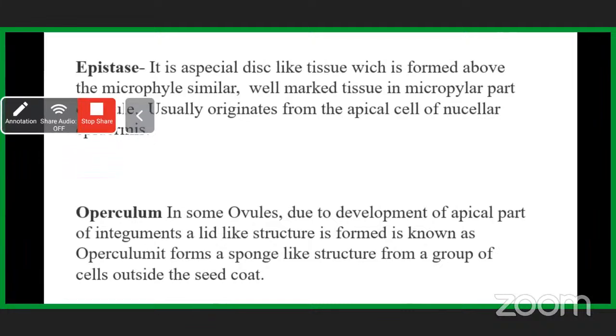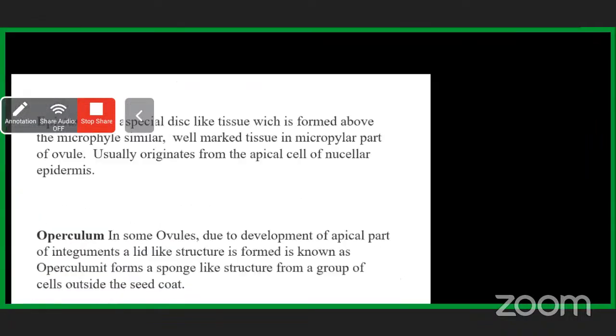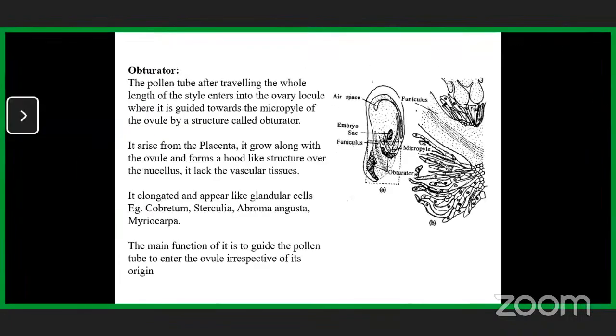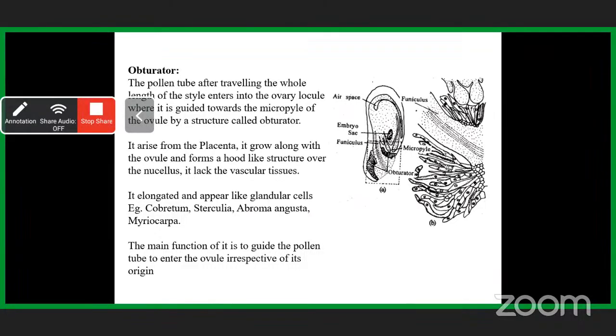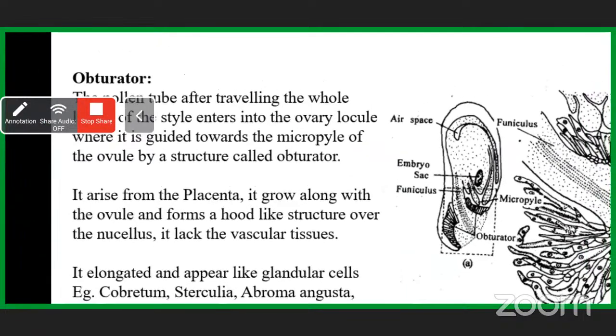Okay. You know, operculum structures are sponge-like structures formed outside the seed coat. That is called operculum. And then the arboretum, which is also very important, is also there at the micropylar end.